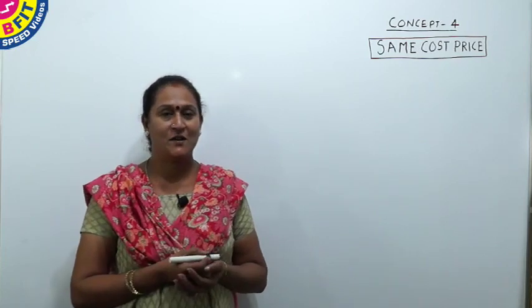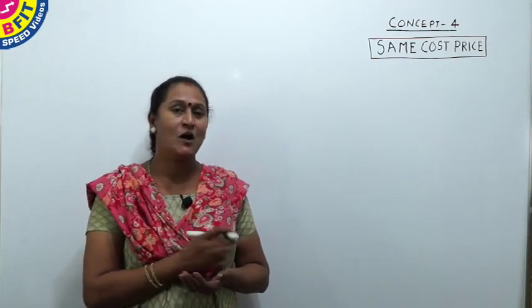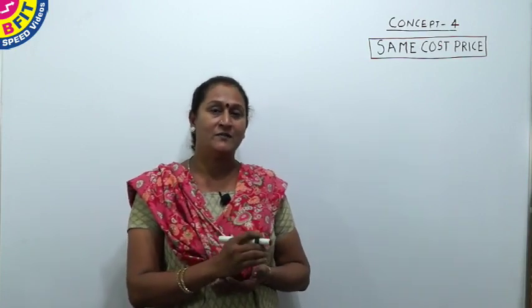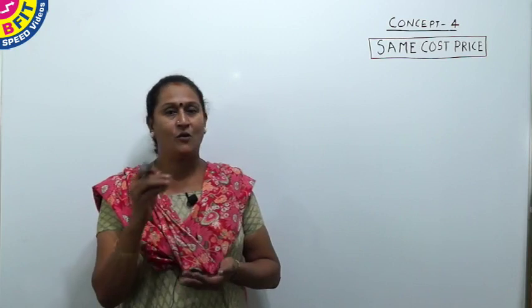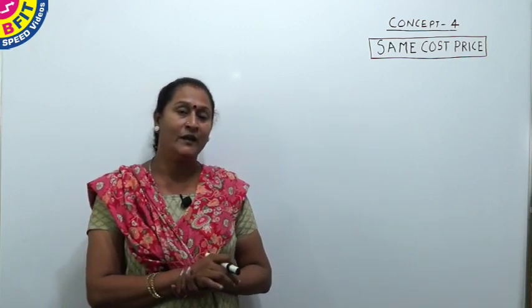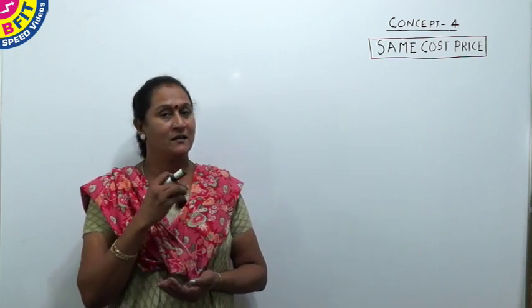So we'll see the next concept. The next concept is cost prices are same. Earlier we saw how to work out when the cost price was given for a single quantity, and if it was for different quantities, we saw how to work out when cost price and selling prices are given.